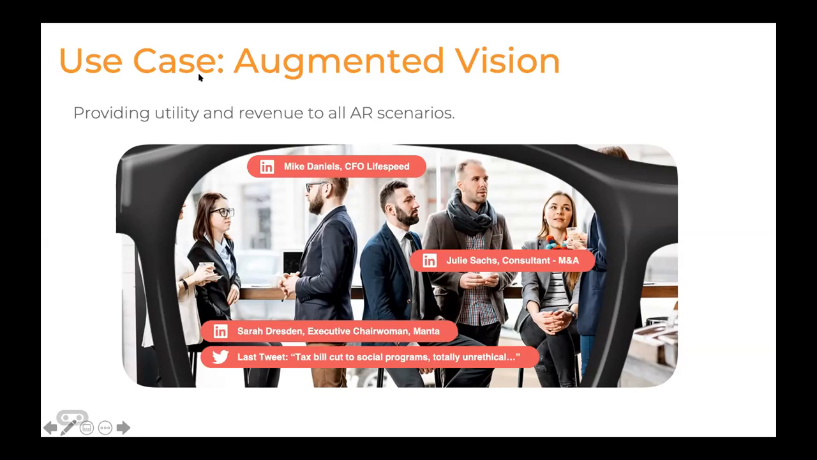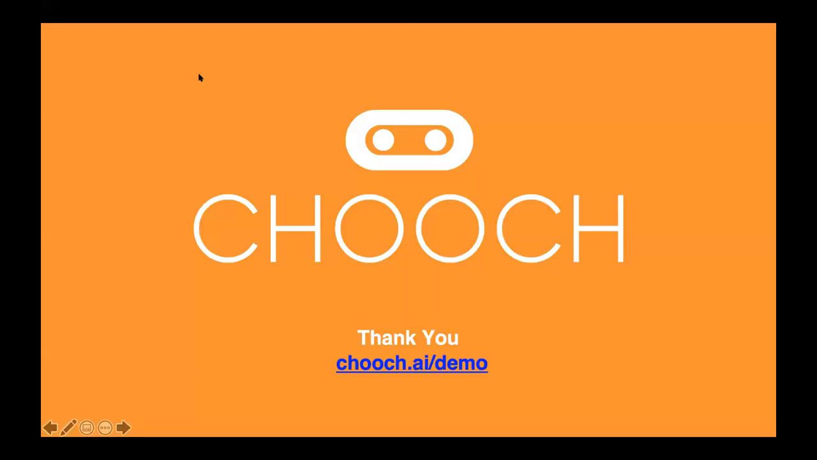This allows you to use AR glasses to essentially tag objects or people in real time, and the applications are huge for this, right? From folks that are repairing things to security guards. You could use this for night vision and so forth and so on. So there you go. That's Chooch in a nutshell.